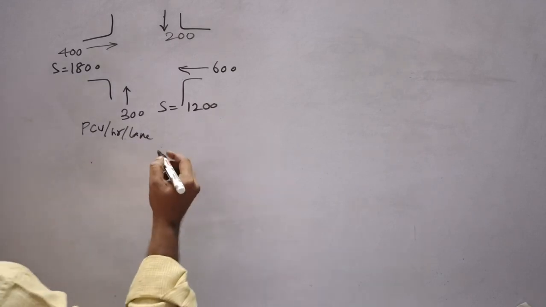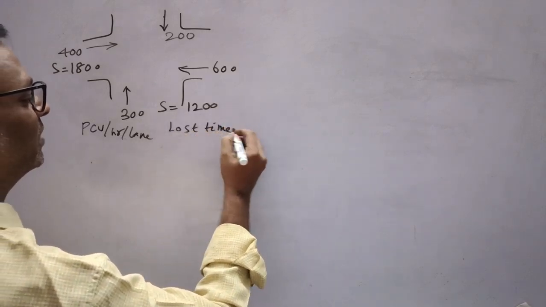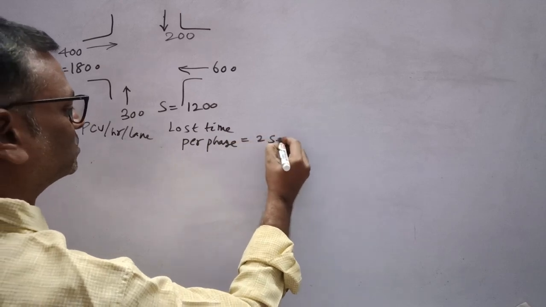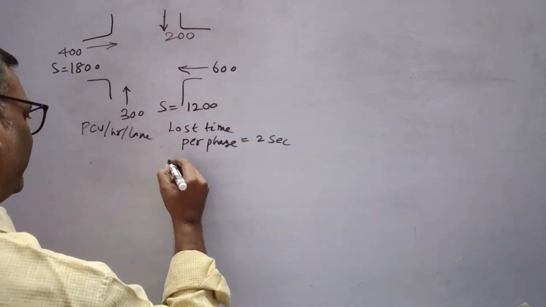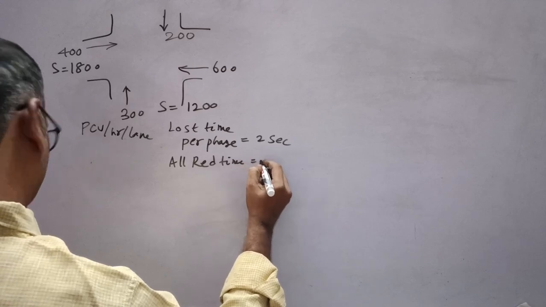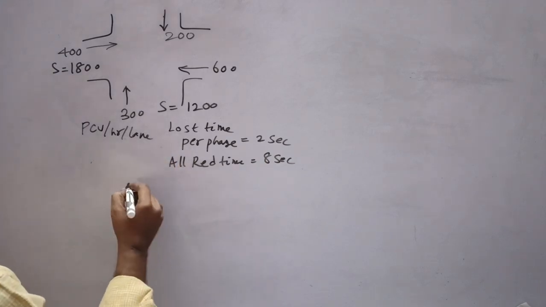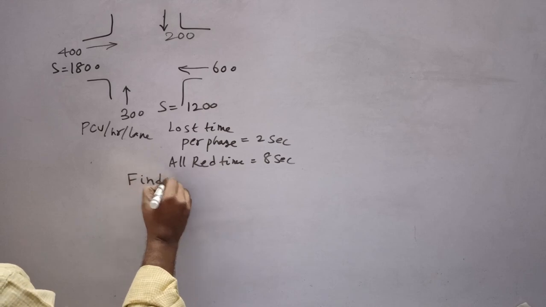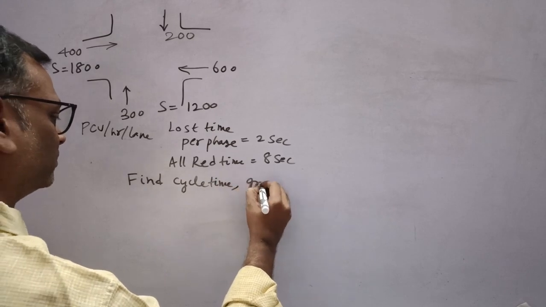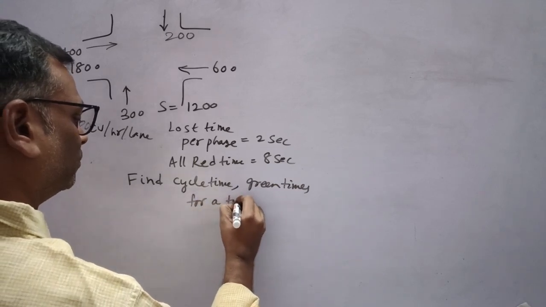Lost time per phase is given as 2 seconds and all red time is given as 8 seconds. Find cycle time and green times for a two-phase signal.